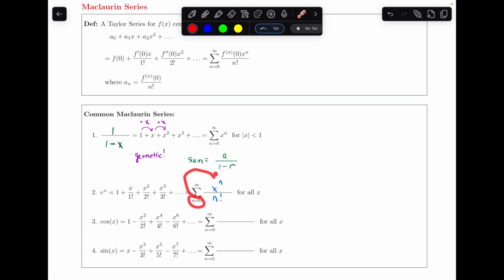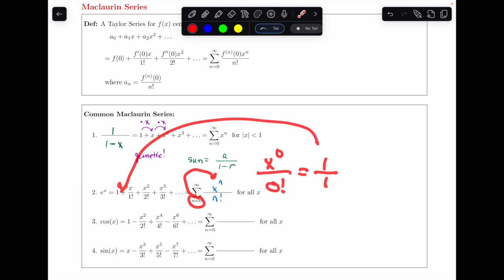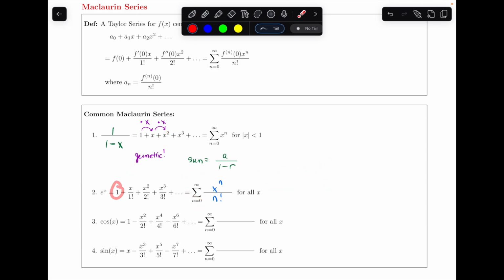So if I plug in 0 for n, I get x to the 0 over 0 factorial. But x to the 0 is just 1, and 0 factorial is 1. And that's my first term, that's the 1. If I plug in 1, I get x to the 1 over 1 factorial. But that's exactly this. So that's checking out.